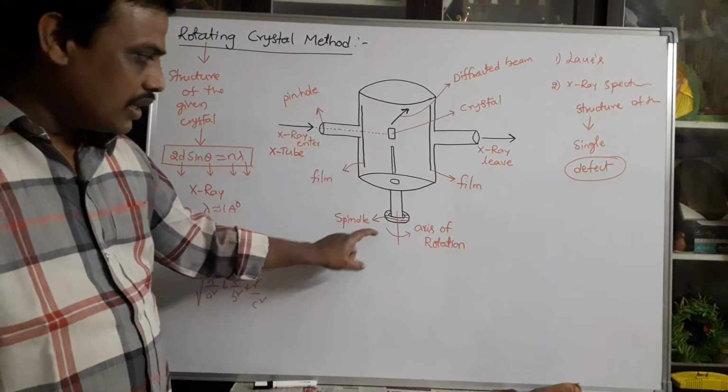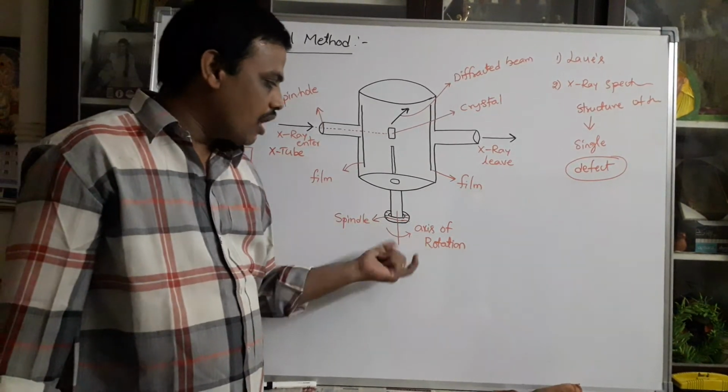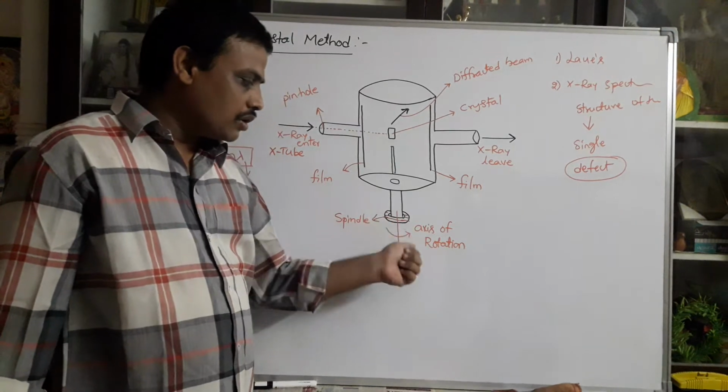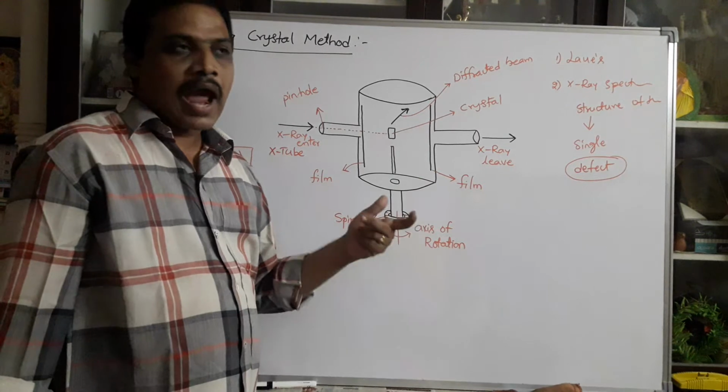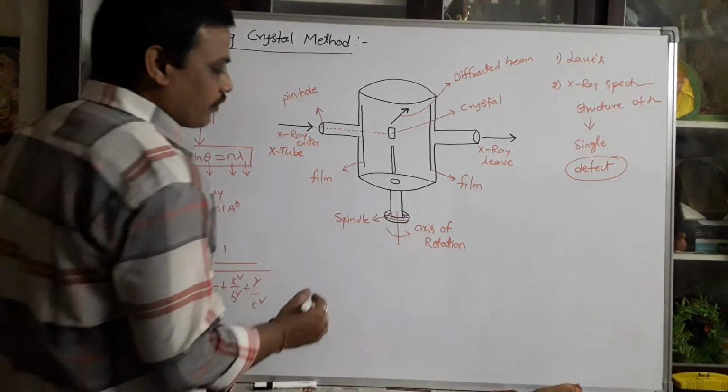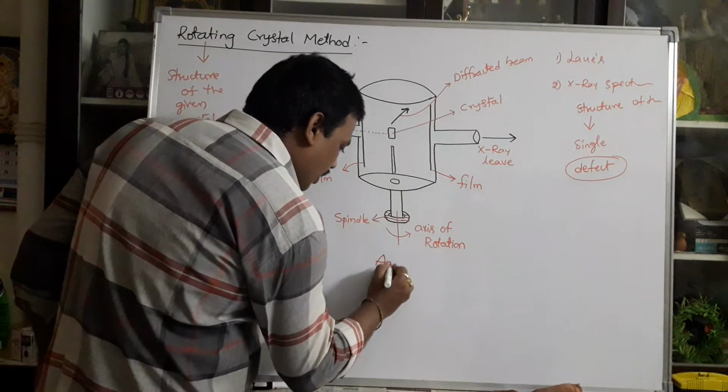So the spindle is rotated. This is the axis of rotation, I am showing the axis of rotation. The rotation is in the anti-clockwise direction, otherwise counterclockwise. These words must be remembered.